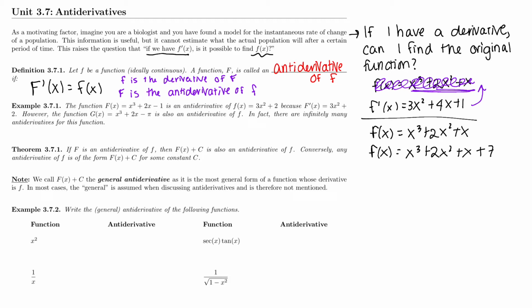So it's really not 100% right to say the antiderivative. It's more appropriate to say an antiderivative, because there's multiple functions that you could use that would give you this as the derivative. Just like I was saying over here, there's multiple functions you can use that are antiderivatives of this derivative.